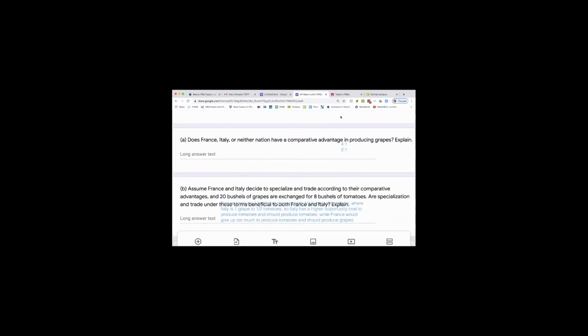There are other ways to write it. You could use it with the numbers flipped around, whatever works there for you. So, scrolling down here, assume France and Italy decide to specialize in trade according to their comparative advantages, and 20 grapes are exchanged for 8 tomatoes. So, if we have 20 grapes for 8 tomatoes, then I want to take this ratio of 4-1 and translate it over here.